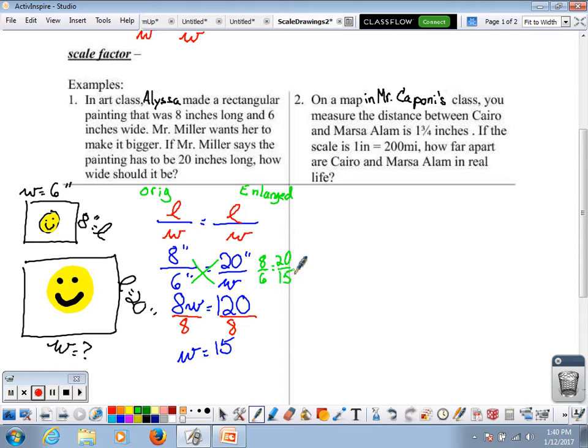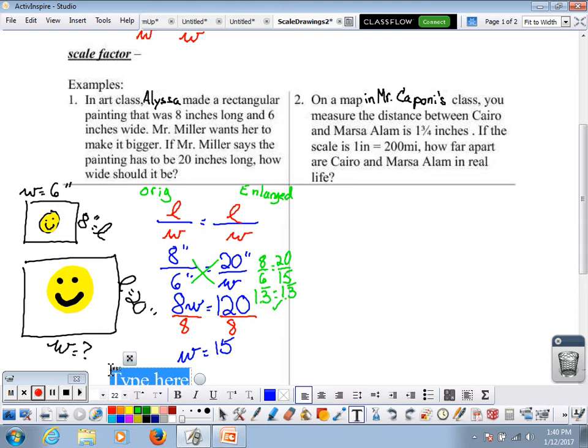This half of the room by the windows, I want you to do 8 over 6. This half of the room by the door, I want you to do 20 over 15. What did you get over here? 1.3 repeating. How about over by the door? 1.3 repeating. Good. So our solution checks out.